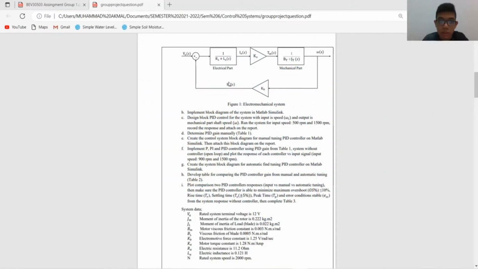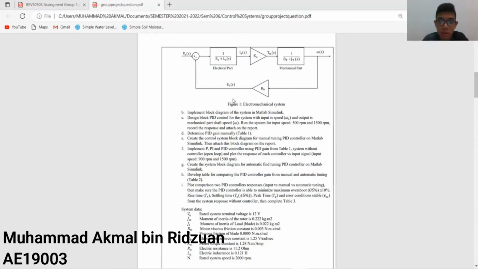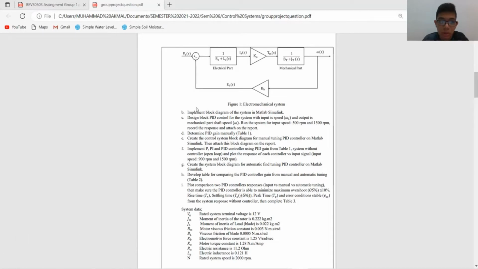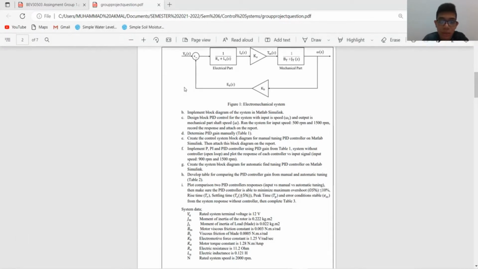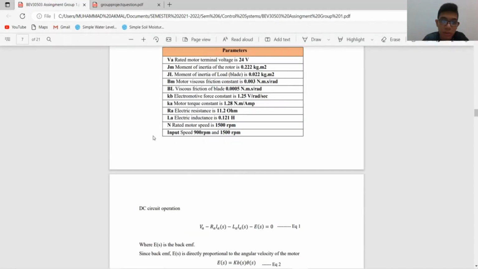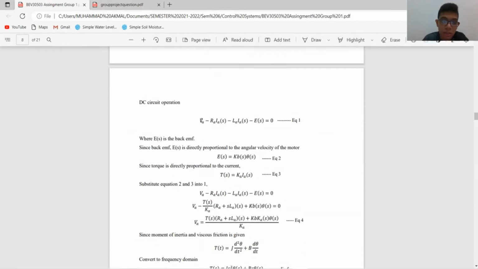For today's presentation, I will present to you the mathematical modeling for the electromechanical system for our assignment for subject BAB 30503 control system. As you can see right now, this is the electromechanical system block diagram. Over here is the system data, or the parameters, for the block diagram. Before we do the mathematical modeling, firstly we must identify the DC operation. This is the DC circuit equation that has been transformed by using the Laplace transform from time domain to frequency domain.